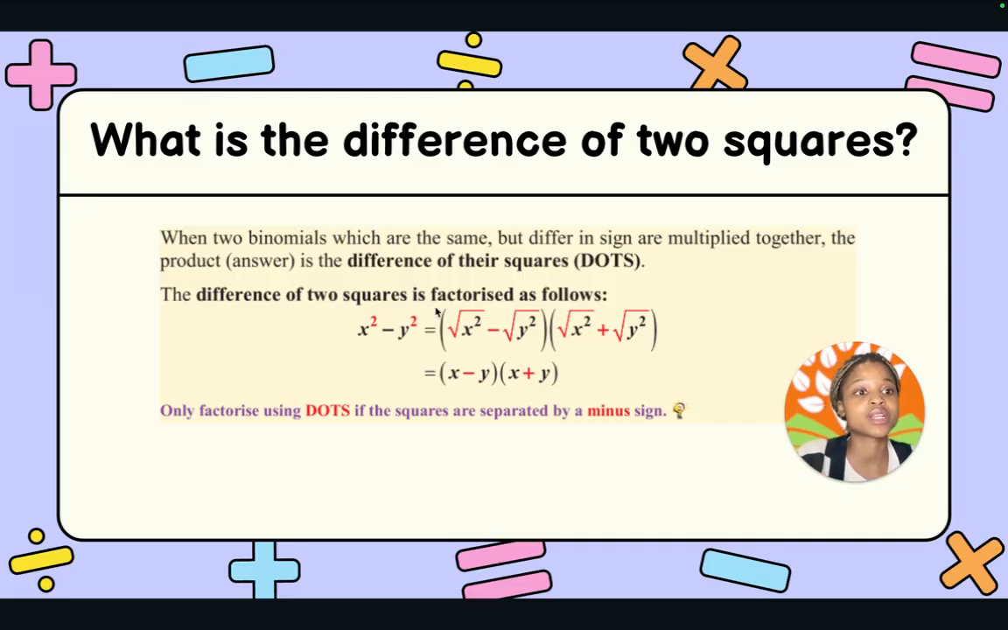So x squared minus y squared, and then you basically have a square root of each term, and then this is what you get. You only factorize using DOTS, okay? DOTS is basically an abbreviation of difference of two squares. So instead of saying difference of two squares all the time, we can just say DOTS, or some people say DOS, right? Only factorize using DOTS if the squares are separated by a minus sign. You'll see what I mean in a second.